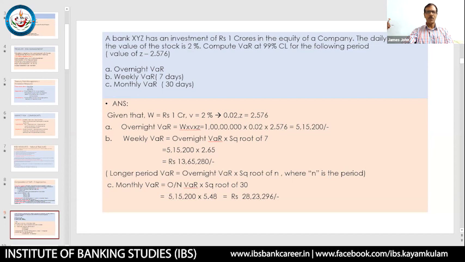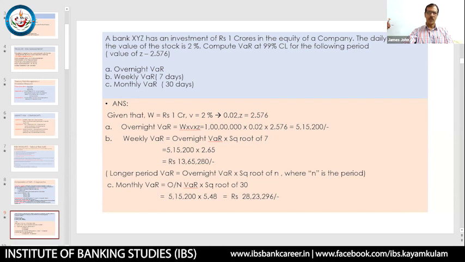Sometimes it is not given, which means you have to memorize it, no other way. So here you have to calculate the VaR. Now there is a simple formula. VaR is W into V into Z. What is W? The value. Here what is the value? 1 crore. So W is 1 crore.